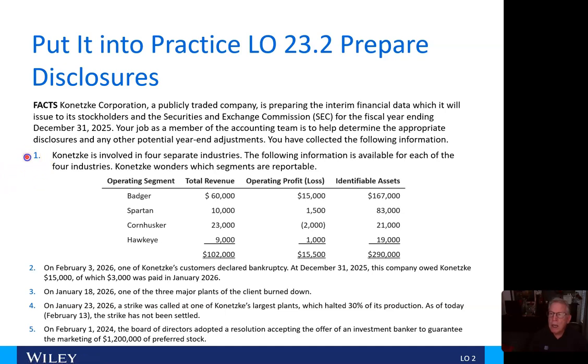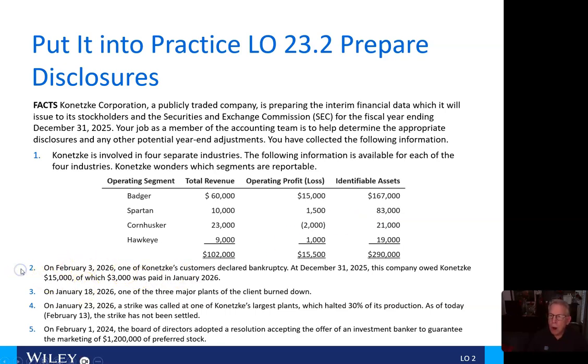Number one, Acctg is involved in 4 separate industries. The following information is available for each of those industries. And Acctg wonders which segments are reportable. So here we have Badger, Spartan, Cornhusker, and Hawkeye. Obviously football fans. And we have total revenues, operating profits, and identifiable assets.